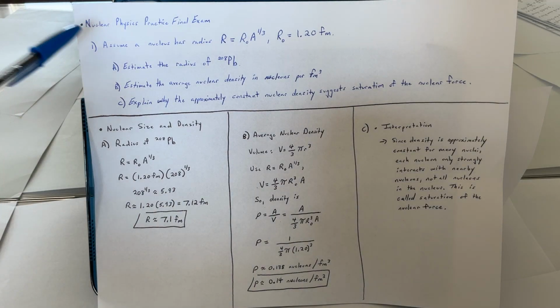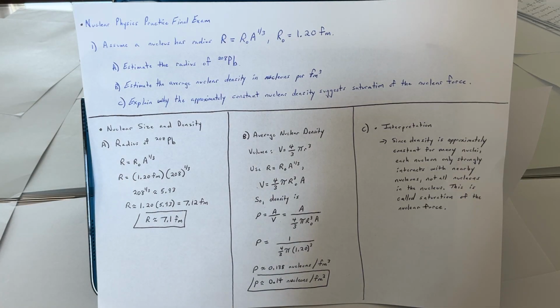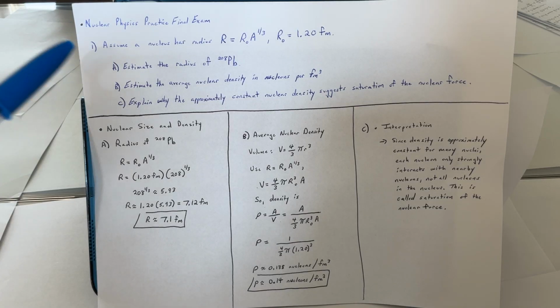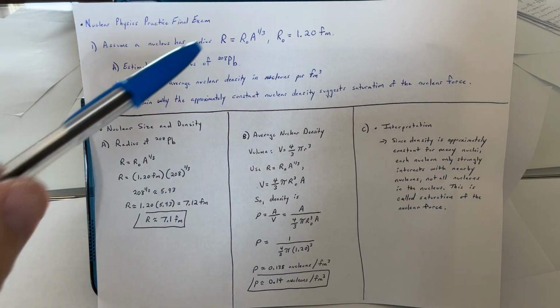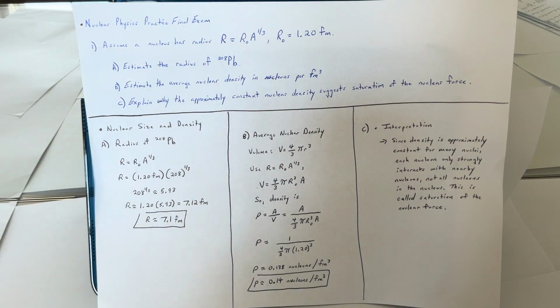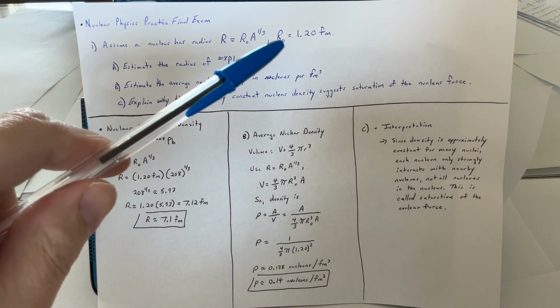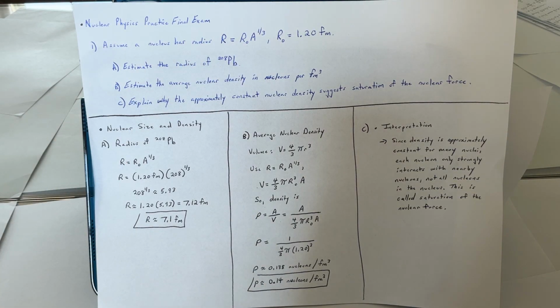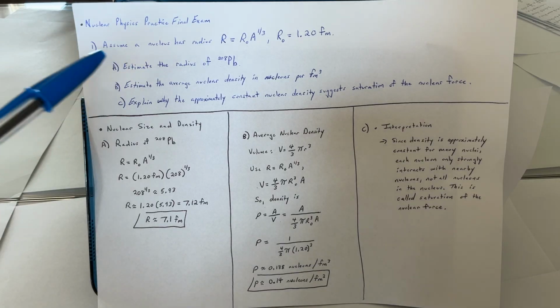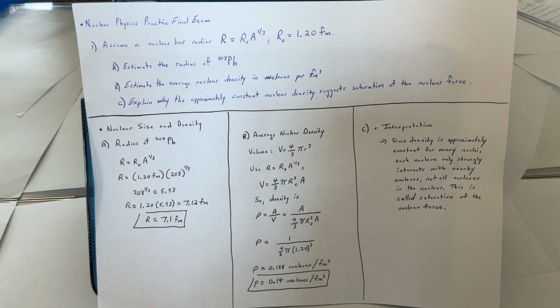Okay, so we have a nuclear physics practice final exam. Let's get right into it. Number one, assume a nucleus has a radius R equals R naught A to the 1/3, and R naught is equal to 1.20 fm. Estimate the radius of lead-208.